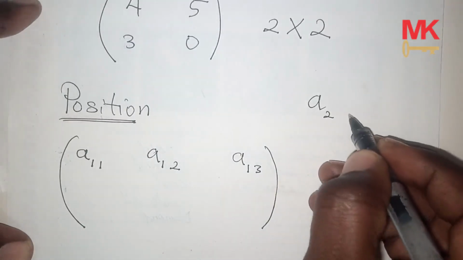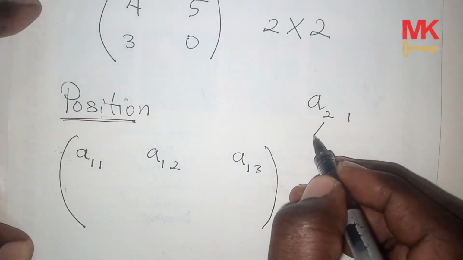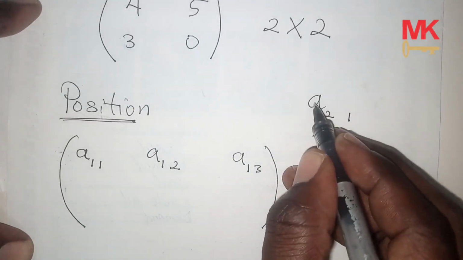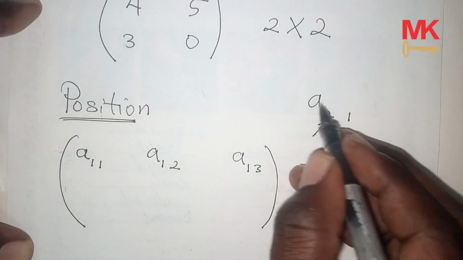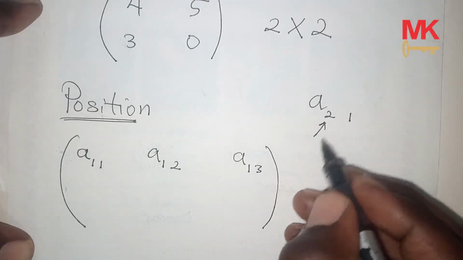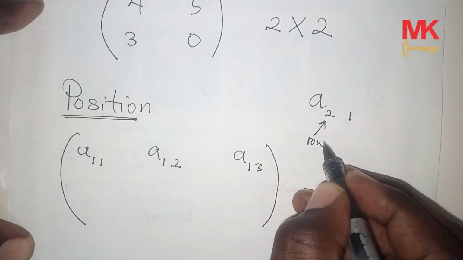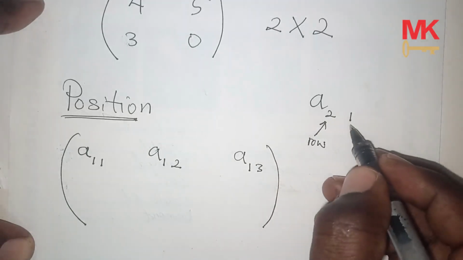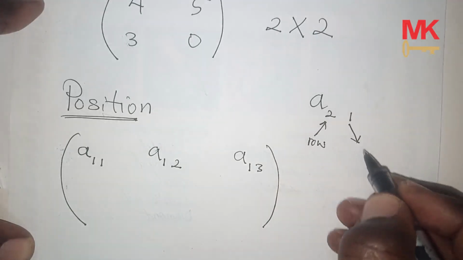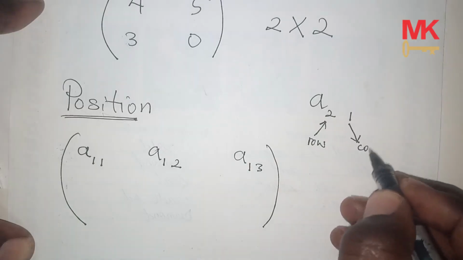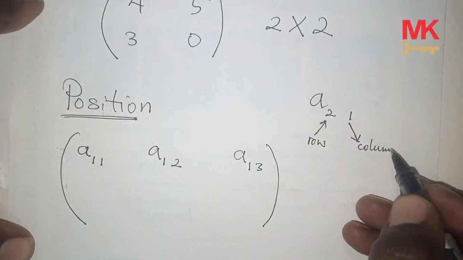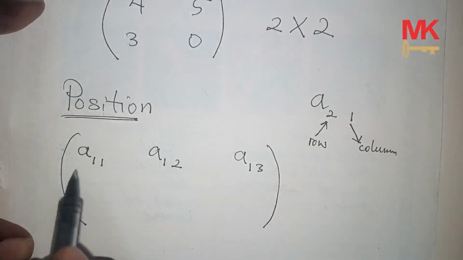For instance, A21 means that this element, whatever the element is, any number, is in the second row and the first column. So that's how you identify the position. Like, look at this one now.